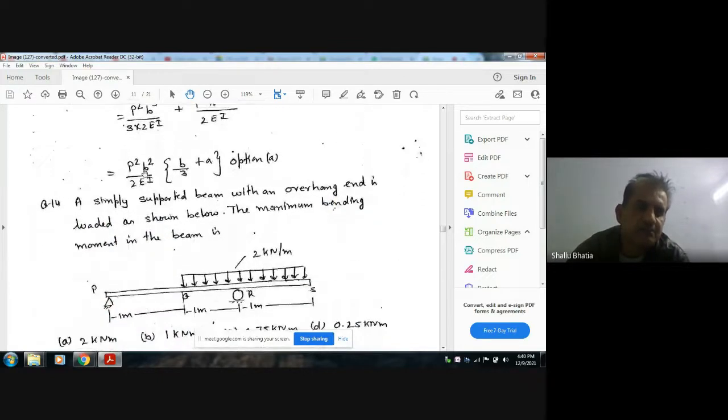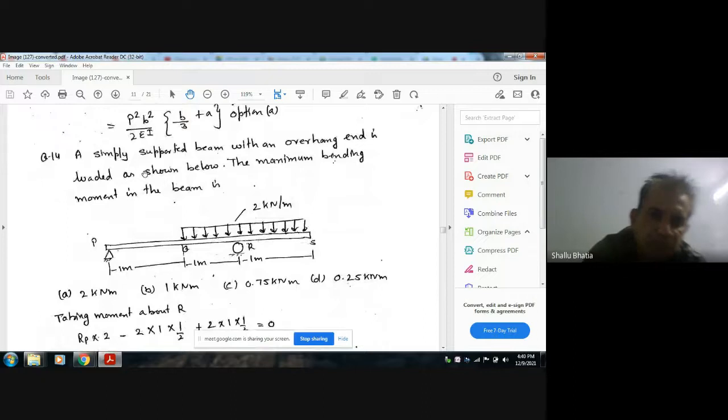Next, a simply supported beam with an overhang end is loaded as shown below. The maximum bending moment in the beam is... So this is the beam, supported here and supported here. A 2 kN load is acting, and a uniformly distributed load is acting between the two ends. You have to find out the maximum bending moment. The options are A 2 kN, B 1 kN, C 0.75 kN and D 0.25 kN.